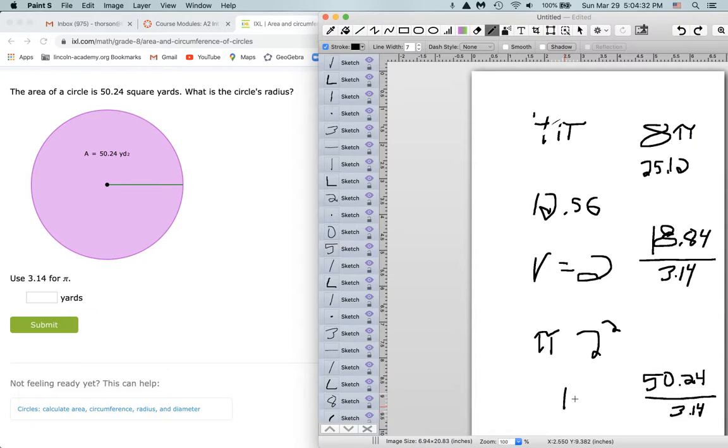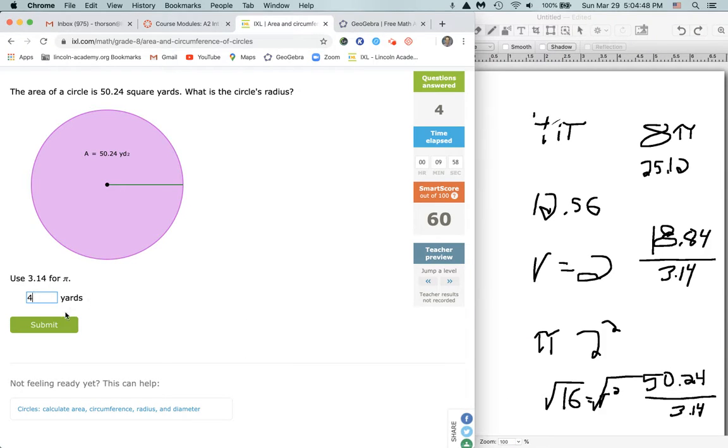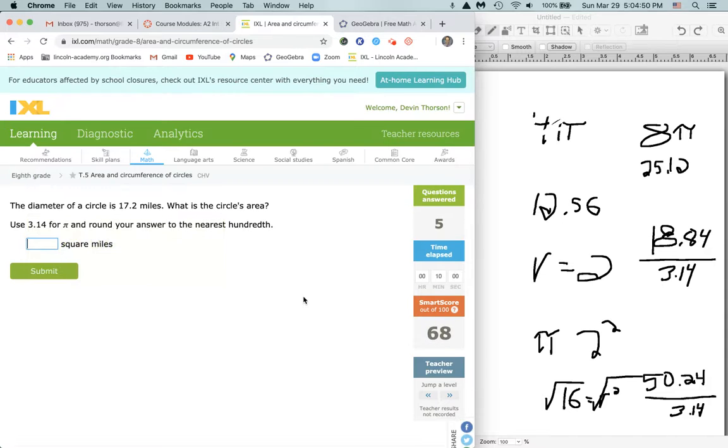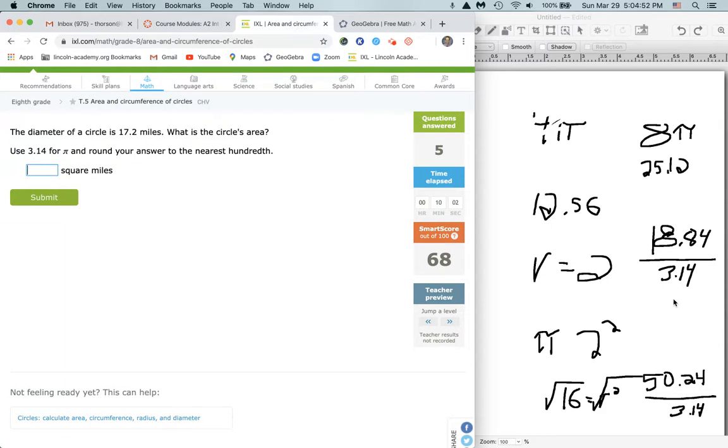Now, 16 is not the radius. You got to be careful here. It's equal to the radius squared. So I got to square root it now, right? And when I square root it, what's the square root of 16? It's 4. So my radius would be 4. So be very careful when you're going backwards that you divide by pi first and then you square root if you're looking for the radius and you've been given the area.